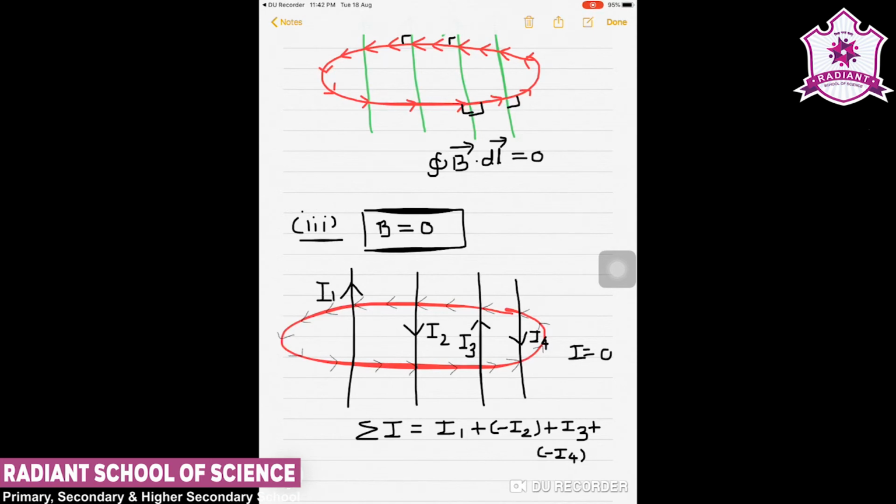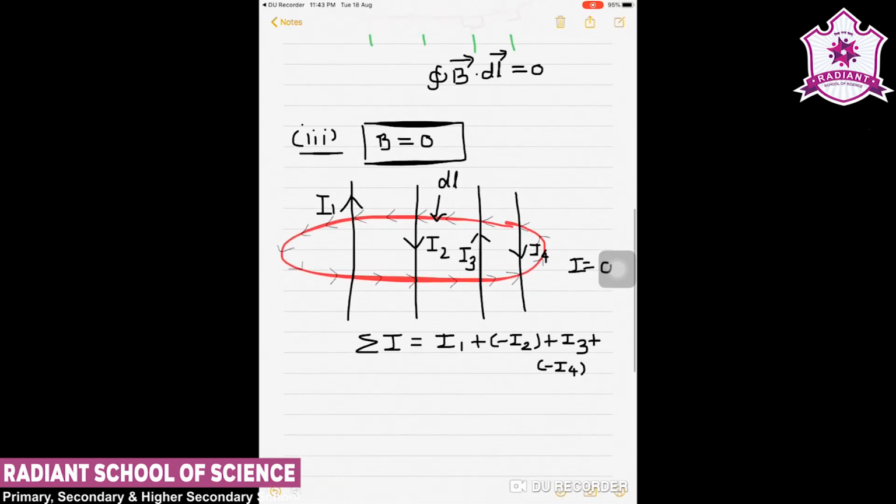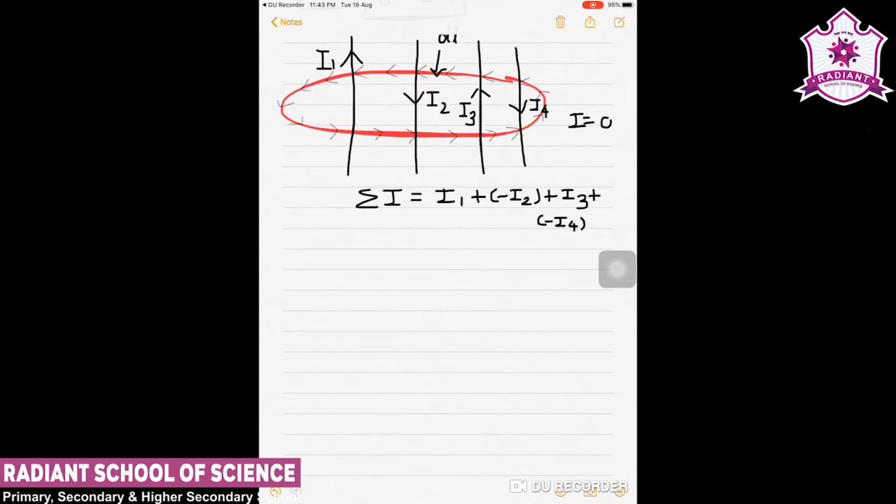So in this case, as the line segments DL that we have considered here are anti-clockwise, if we curl our fingers in anti-clockwise direction, the thumb will be in upward direction. So the upward currents are taken as positive, while downward currents are considered negative. So here I2 and I4 are in downward direction, they will be considered negative. The opposite of it is also true.